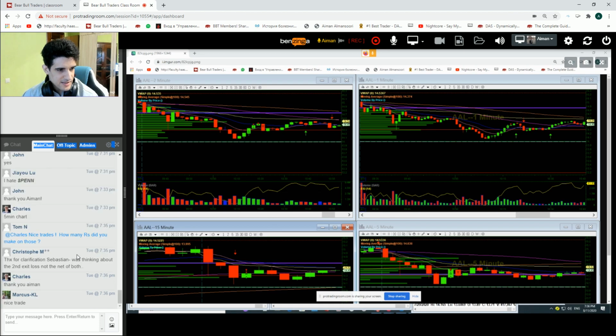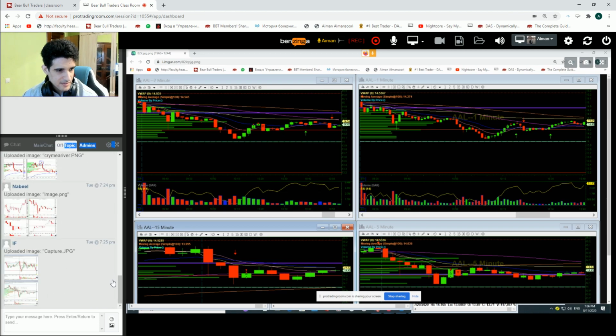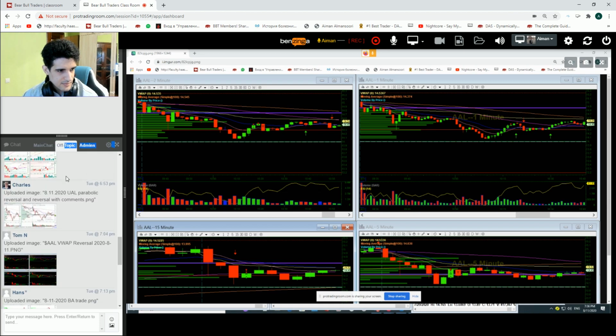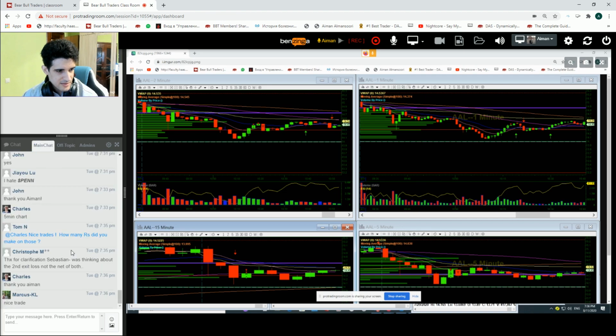Now, let's see this trade here. So Tom traded L, and let's see what you had there. 3 consecutive candles on the 5 minute chart, right? 1, 2, 3. It's actually the 15-minute chart. That's the 5 minute chart.